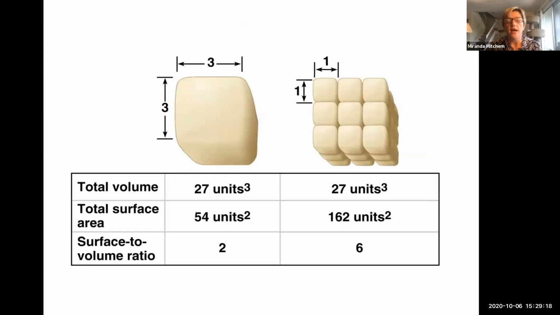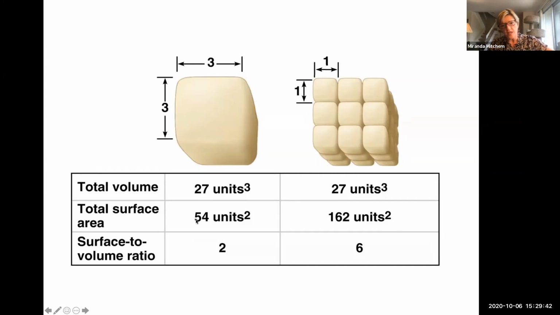So let's apply this to a simple example, a non-biological one, if you will. So we've got a box here, and this particular box is 3 units by 3 units by 3 units. So that would be a total volume of 27 units cubed, 3 times 3 times 3.